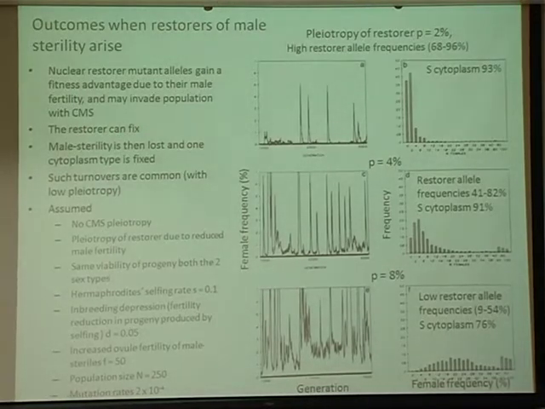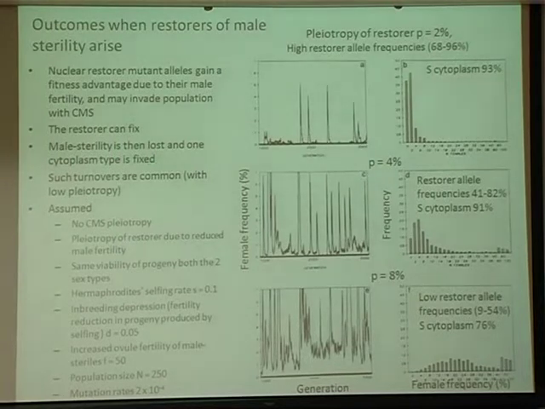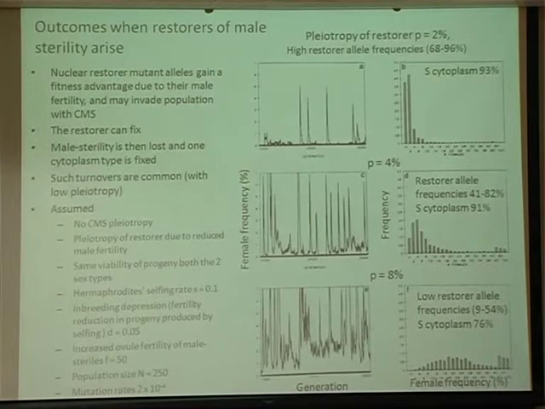Male sterility could be lost. One cytoplasmic type could be fixed. It can lead to a difference in the cytoplasmic types between two species such that if you cross the two species, you would have male sterility in one reciprocal when it receives that cytoplasm, but not the restorers, because the other species doesn't have the restorer genotype that it needs.